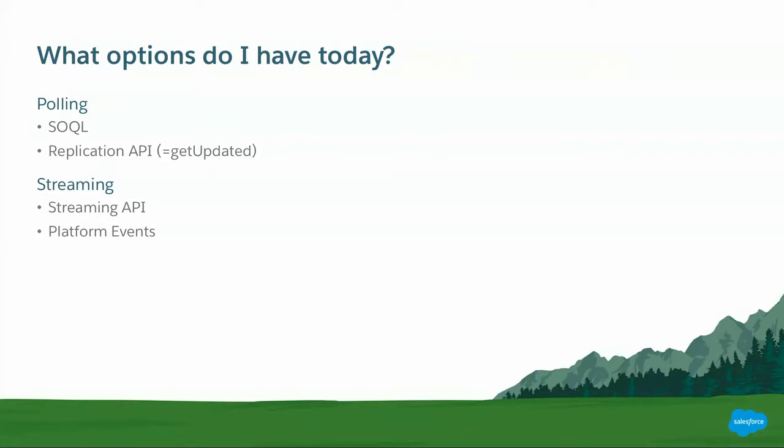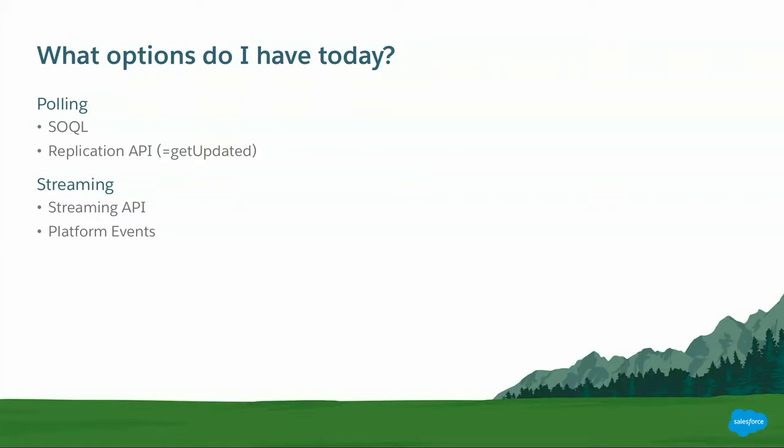You can also do replication API. Replication API is this getUpdated call where you can get all the changes within a timestamp range. It still makes your client very complicated, and it makes your change data capture logic very, very complicated because you still have to deal with this sysmod timestamp hell.